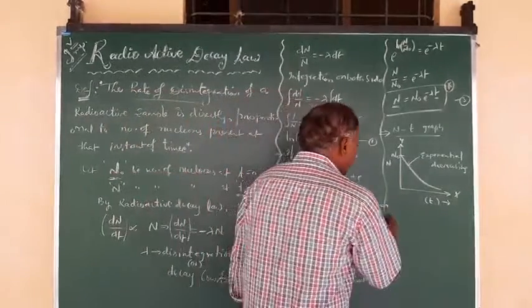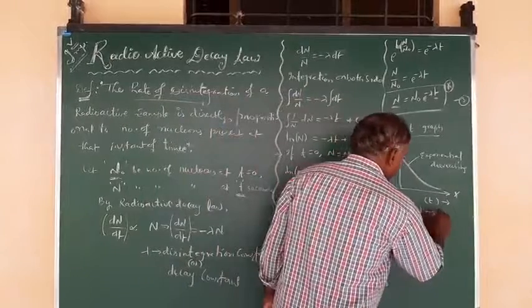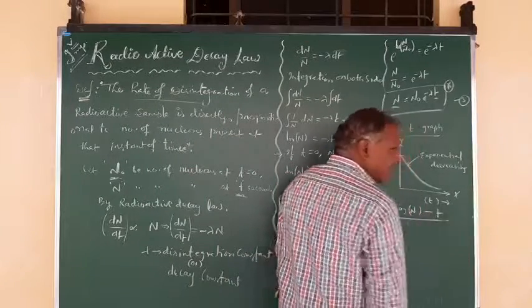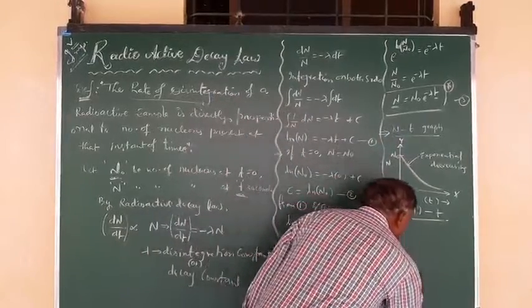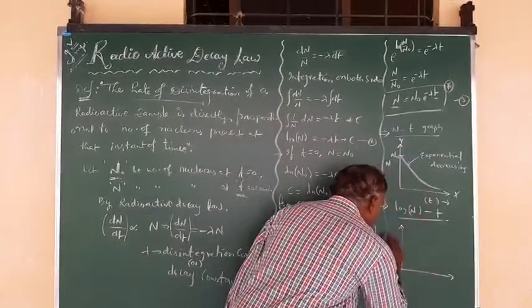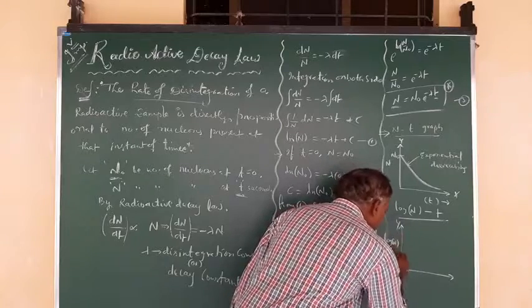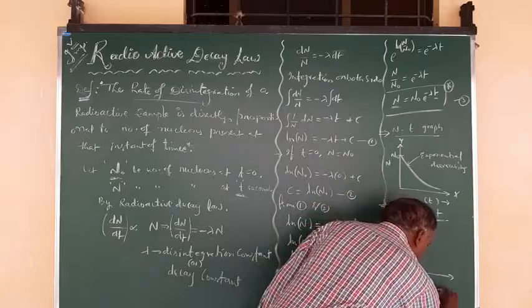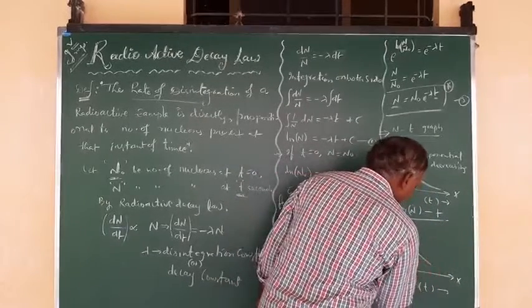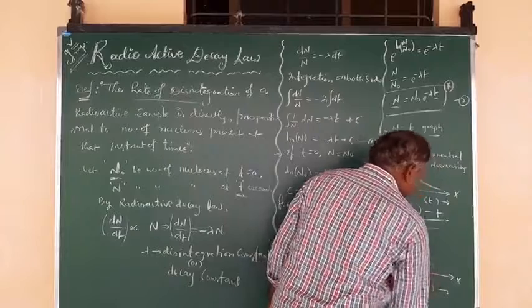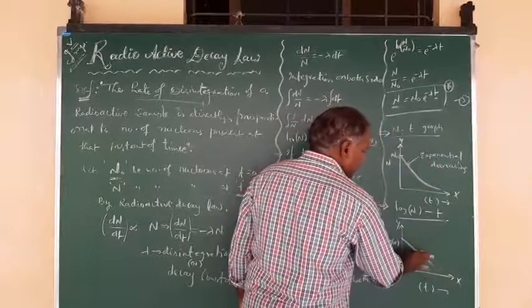So I am drawing here a graph between which one and which one? It is log n versus time period. When you draw the graph, you will get a straight line. Here I am taking log n along the y-axis and the time period along the x-axis, and you are getting a decreasing straight line. So the slope of this one is minus lambda.